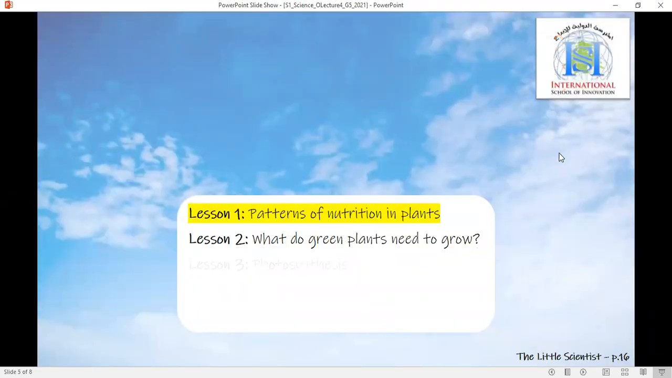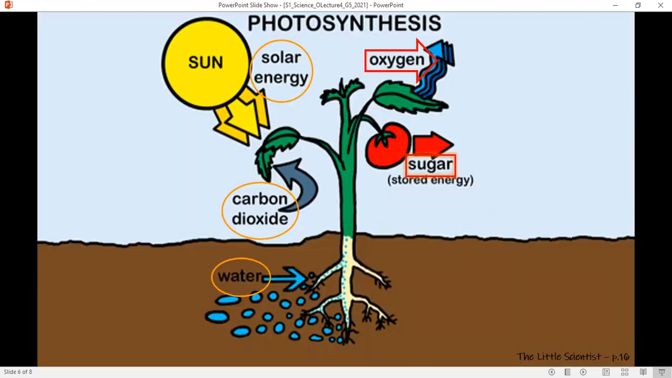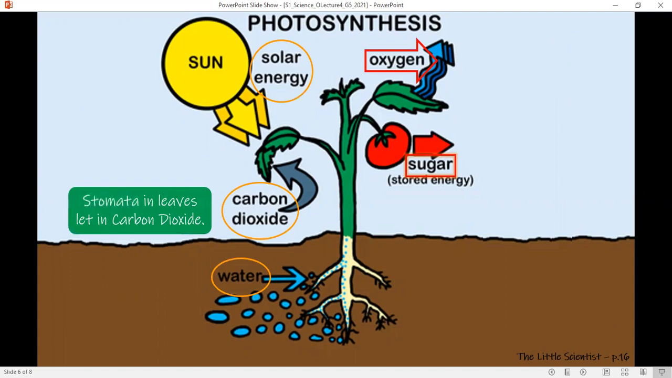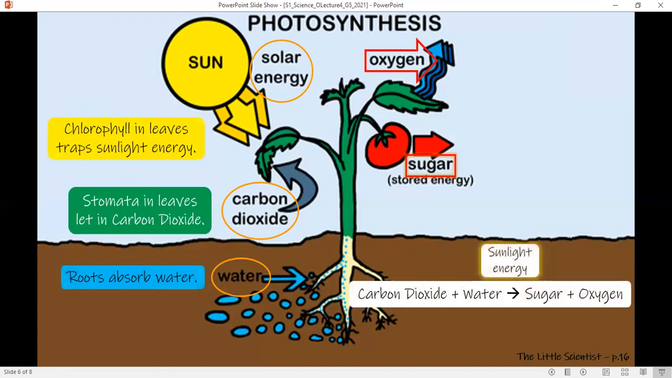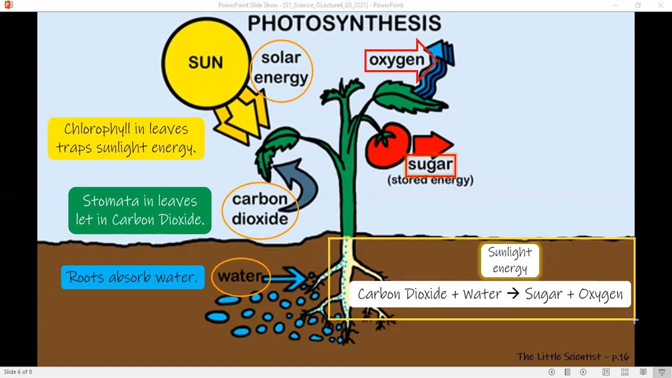Let's talk in detail about photosynthesis, which is the food making process in green plants. Plants take carbon dioxide from the air. They take water from the soil. They combine them together using sunlight energy to produce sugar and oxygen. You need to memorize this, and I think you do already.